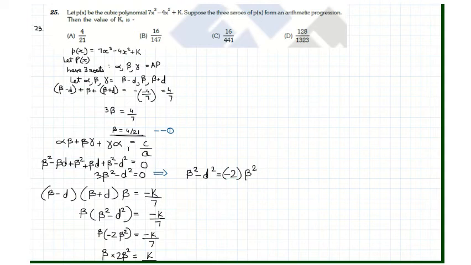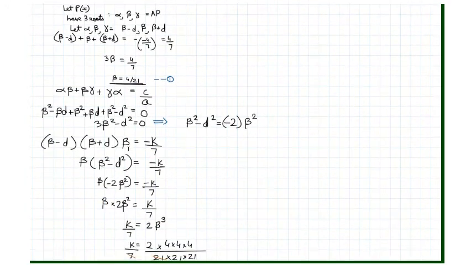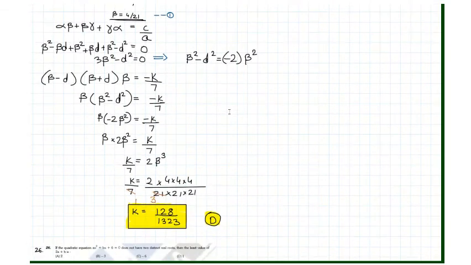Now alpha beta + beta gamma + gamma alpha is c/a, which is 0/7, which turns out to be just 0. We get (beta^2 - beta d) + (beta^2 + beta d) + (beta^2 - d^2) = 0. So 3 beta^2 - d^2 is 0, or beta^2 - d^2 is -2 beta^2. This is our second equation.